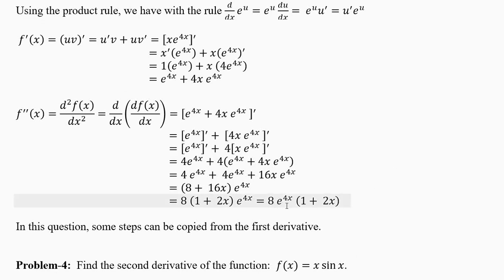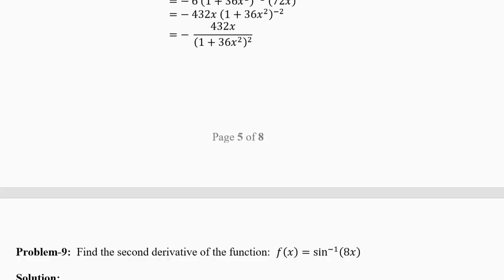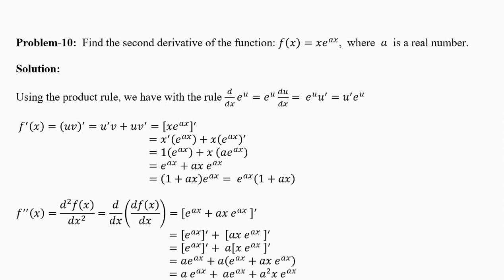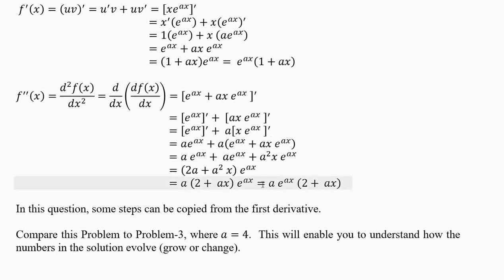You have 8 into e power 4x into 1 plus 2x. 8 plus 16x. So same thing we are getting here, 8 plus 16x in the last step. Put a equal to 4, you'll get 8, 4 into 4, 16. So why we have done algebraically is without choosing a number for a, you can see how the numbers shift, how the numbers move, how the numbers change. So it will help you to understand the movement of the numbers.